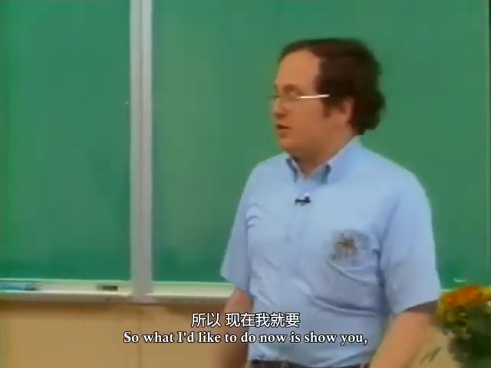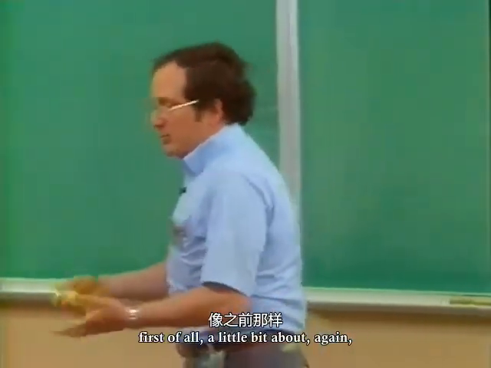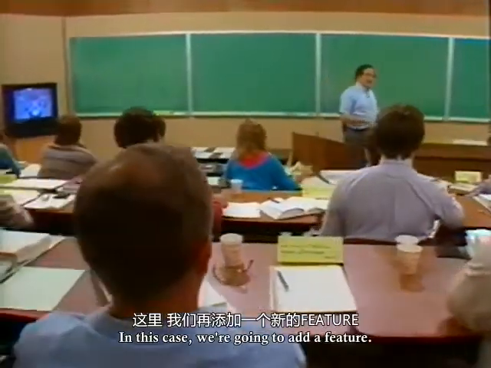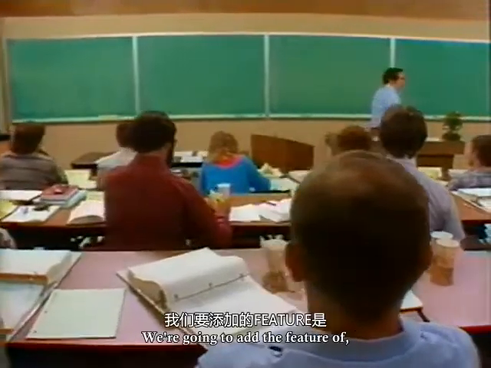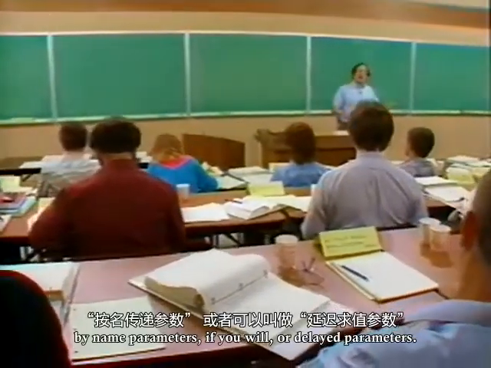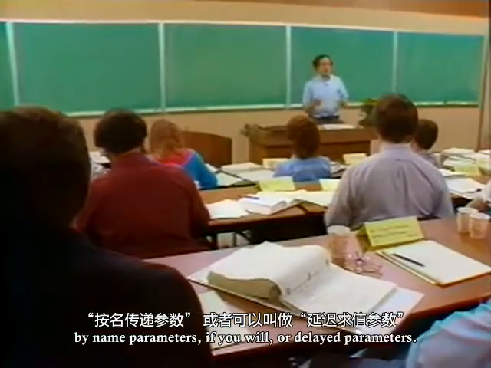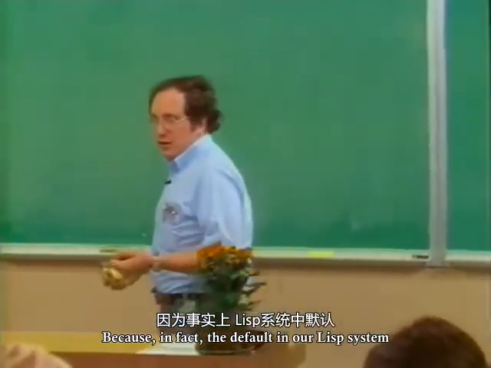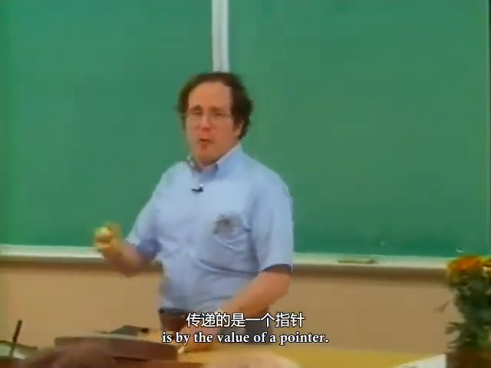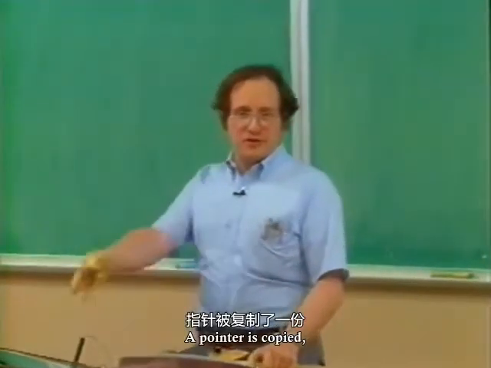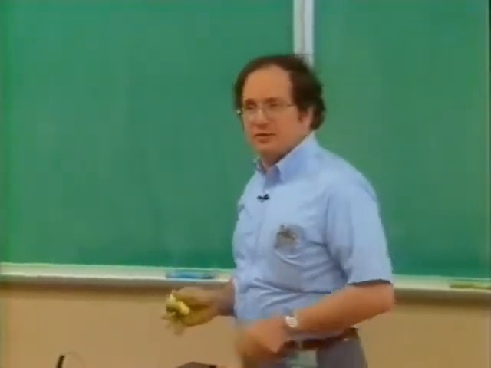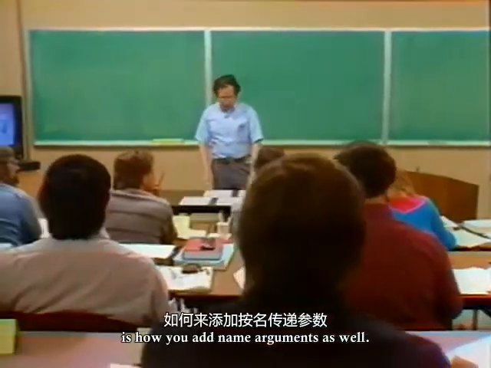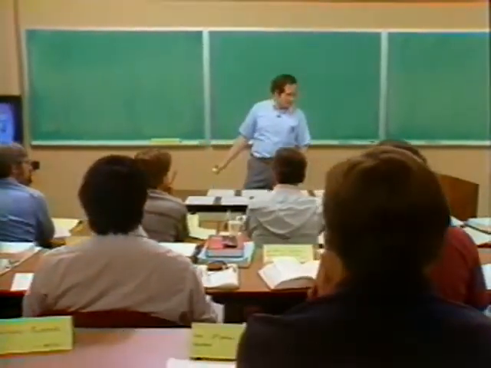So what I'd like to do now is show you, first of all, a little bit about, again, we're going to make a modification to a language. In this case, we're going to add a feature. We're going to add the feature of by name parameters, if you will, or delayed parameters. Because in fact, the default in our Lisp system is by the value of a pointer. A pointer is copied, but the data structure it points at is not. What I'd like to show you is how you add name arguments as well.